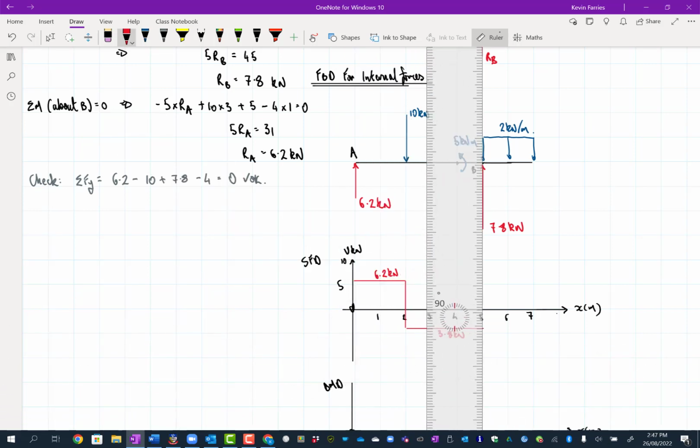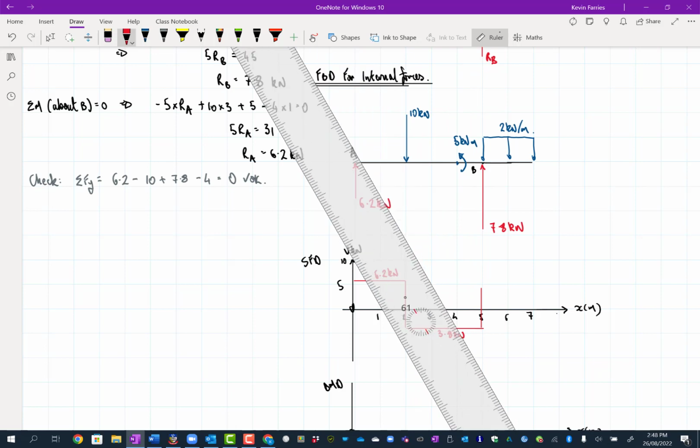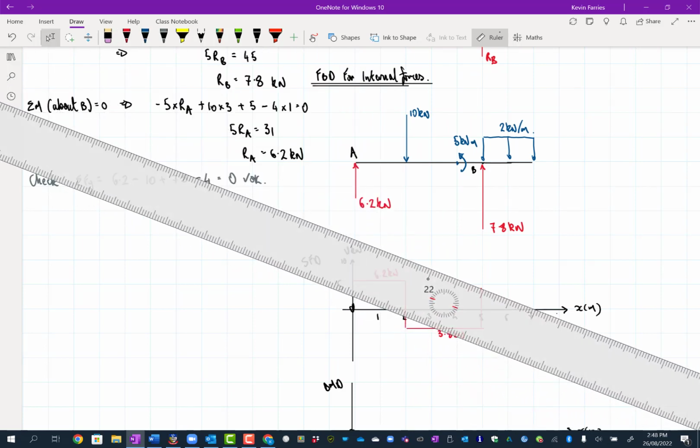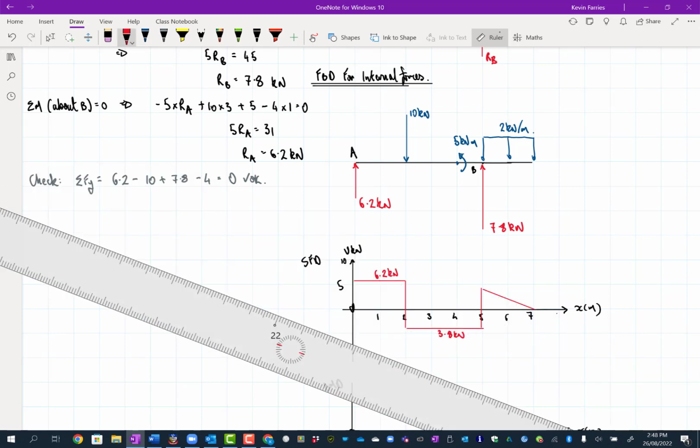Then we're going to go up by 7.8, which is going to take us to 4. So we're going to come up to here, and then we're going to come down by 2 kilonewtons per meter. That's just going to bring us back to 0, so we know that's okay, and that would be 4 kilonewtons. Shear force diagram is done.